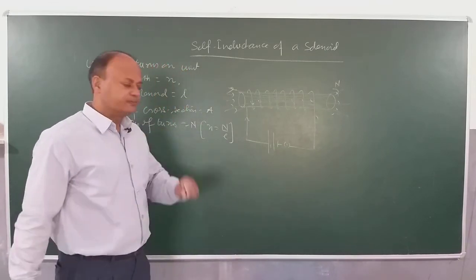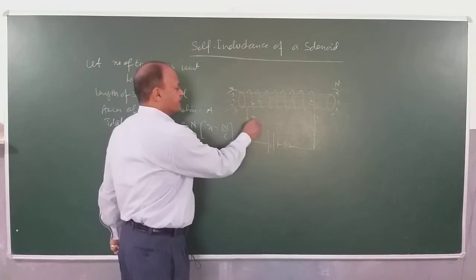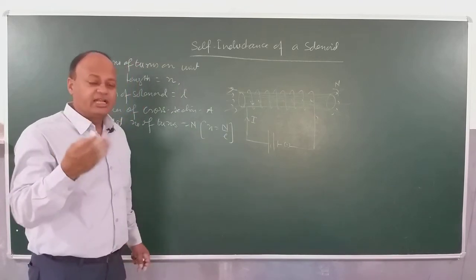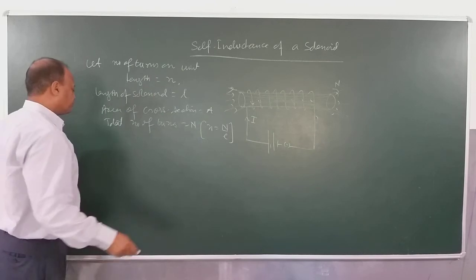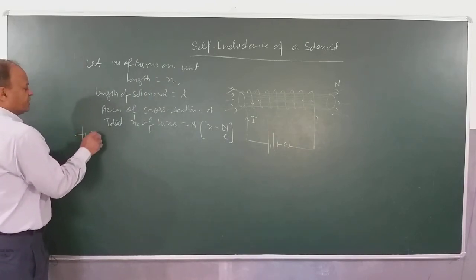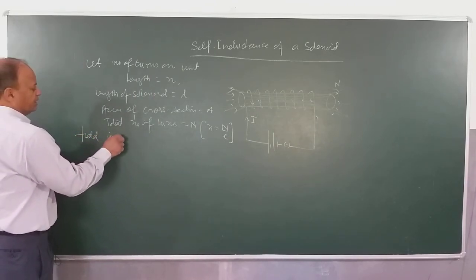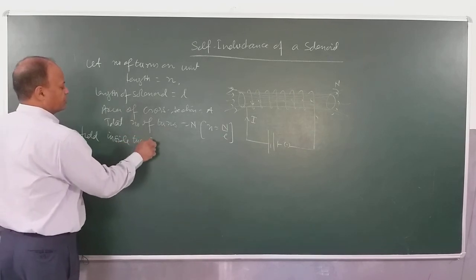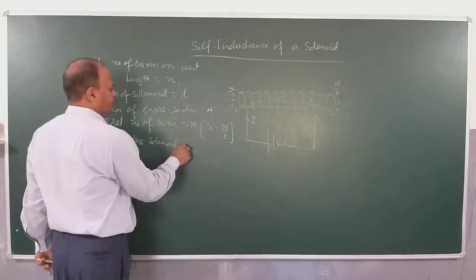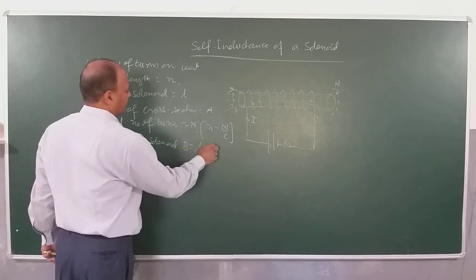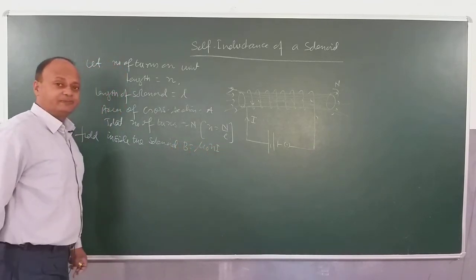Now children, when current flows through the circuit, the solenoid will produce a magnetic field. Let us say the instantaneous current is I. This current will change till it becomes uniform, right? So we have already done this derivation. What is the field inside the solenoid? Field inside the solenoid, B, will be equal to mu naught n I. We have done this, if you remember.